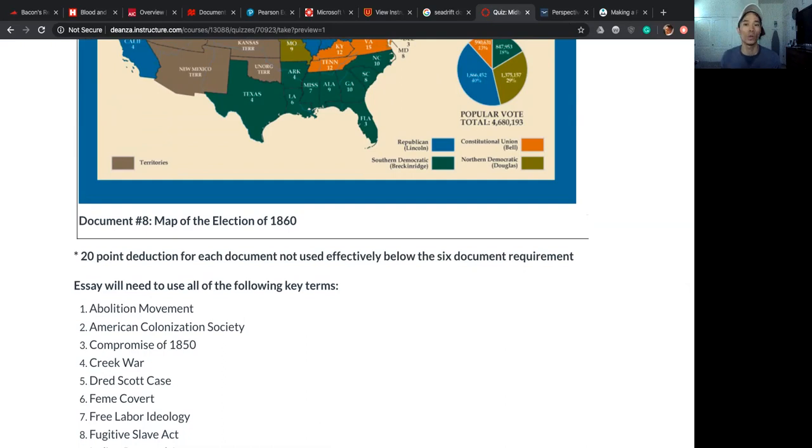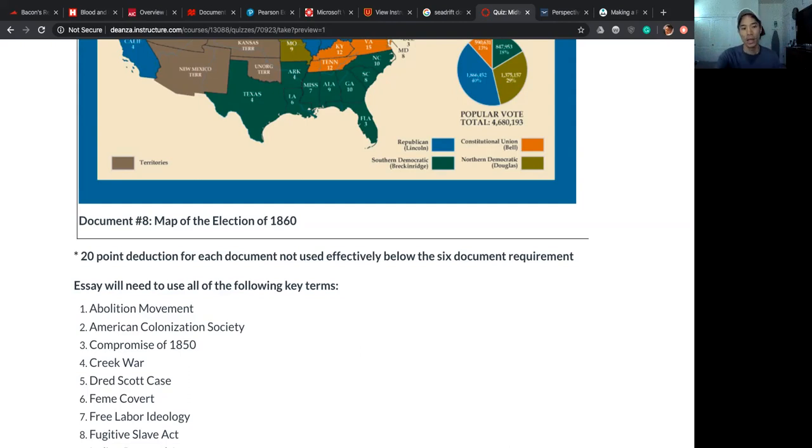So let's say you only use 5 documents and you use it effectively, okay? You're gonna get 20 points knocked off. 150 points minus 20 points, that's 130. Let's say you only use 4 documents, then again, 20, 20, that's 2 documents, that's 40 points you're gonna lose, etc.